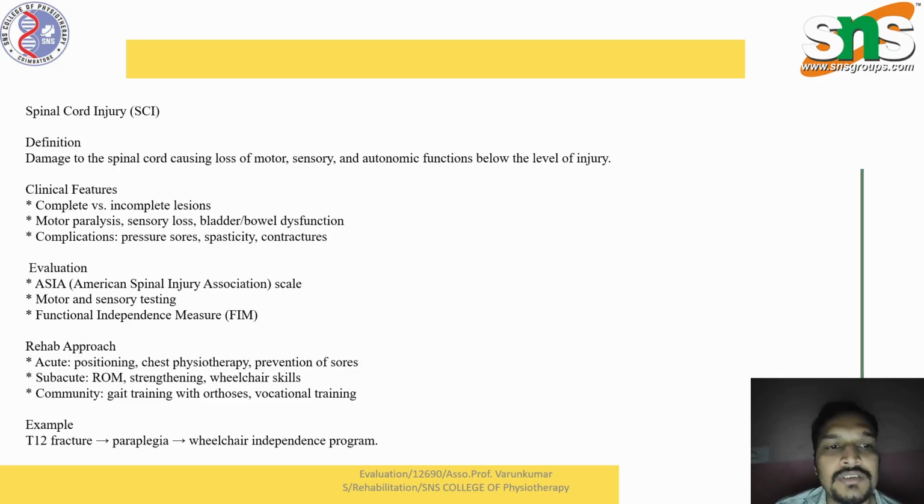The rehab approaches mainly focus, in the acute stage, on positioning, chest physiotherapy to prevent lung secretions, and prevention of bed sores. In the subacute stage, we can go with range of motion exercises, strengthening exercises, and wheelchair skills. In the community-based stage, we can go with gait training with orthotics and occupational training. For example, a T12 fracture leads to paraplegia, and we can go with a wheelchair independence program.